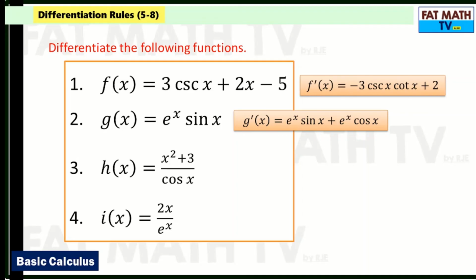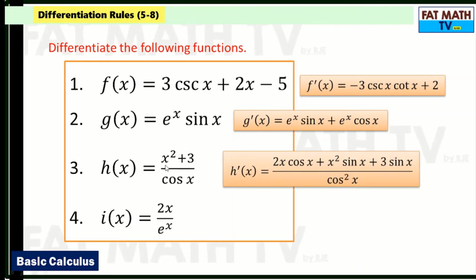Okay, for number 3, we have h of x equals x squared plus 3 over cosine x. So we will have derivative of the numerator 2x times the denominator cosine x minus x squared plus 3 times negative sine x, which can be simplified to this one. And then over the square of cosine x is cosine squared x.